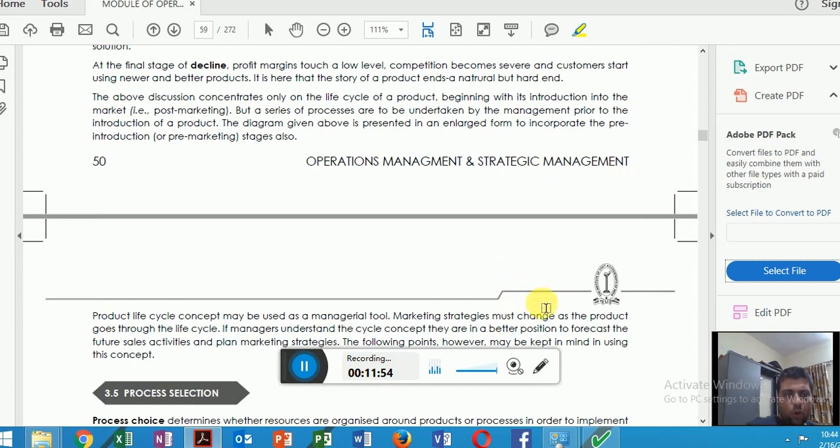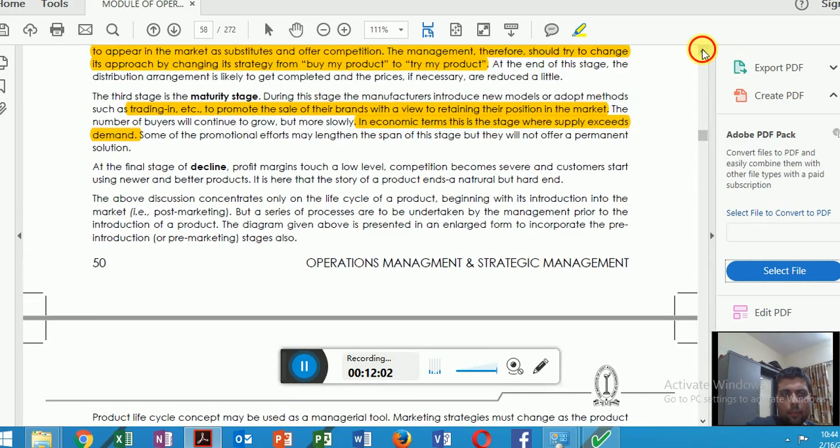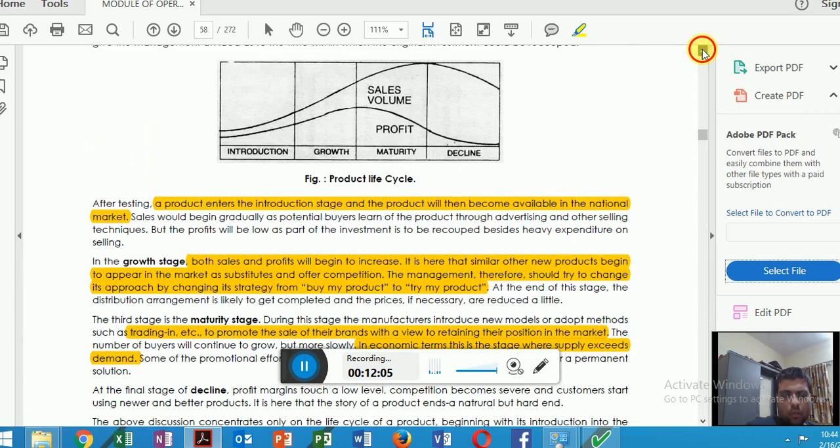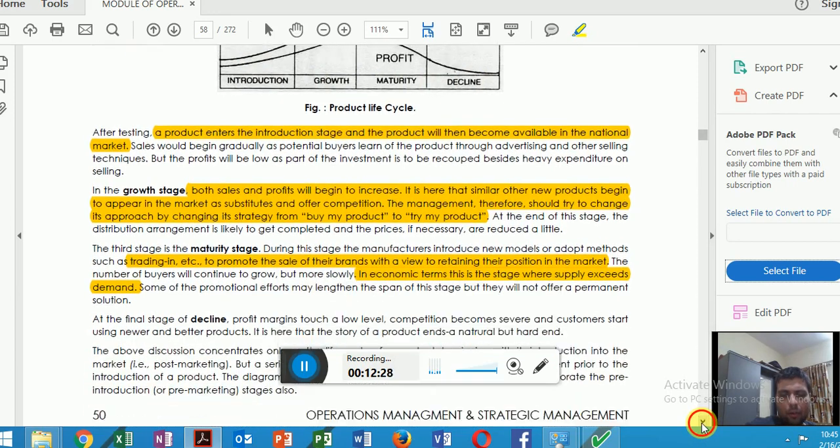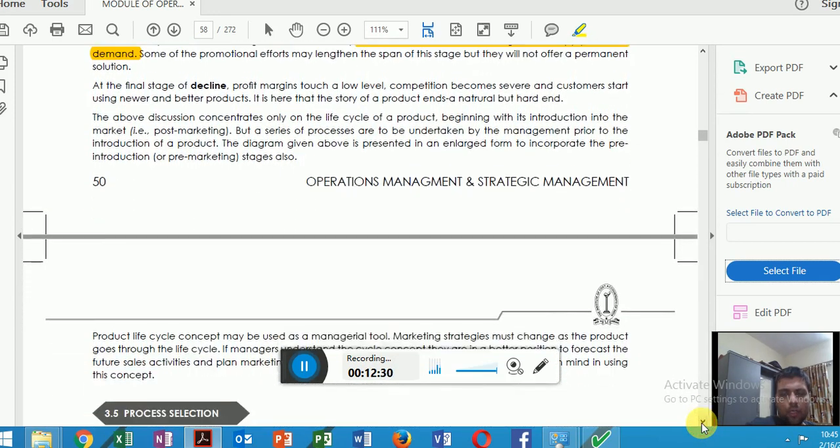Okay, so this is all about the product life cycle which we have discussed. If you see here, we have started with the introduction part, then there was the growth part, maturity and decline. If a question comes in the examination as a short note on the product life cycle, you have to draw this diagram and explain each and every point, that is introduction, growth, maturity, decline, by highlighting the main points which I have highlighted here. So this was all about the product life cycle.